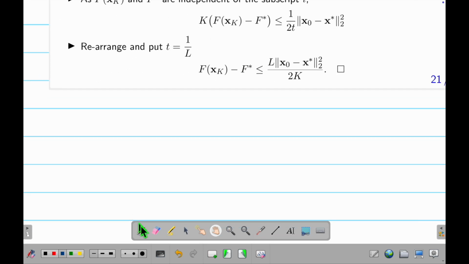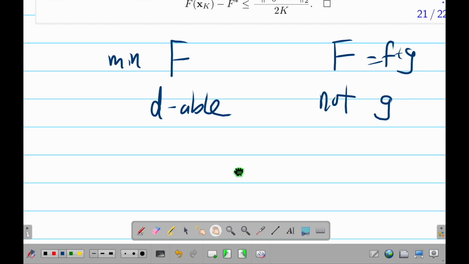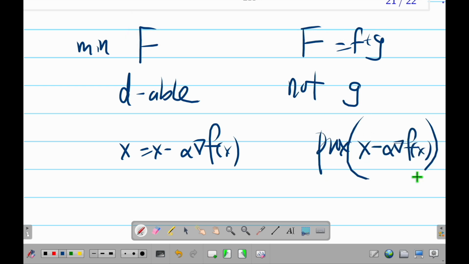So that means what? That means you minimize f plus g, where f is differentiable, and g is not. Then you do gradient descent. What is gradient descent? x equals x minus alpha times gradient. What is here? Same. And then you prox it. This is the new part. They behave the same. This convergence rate is this. This convergence rate is also this.